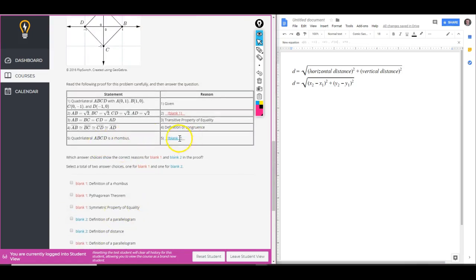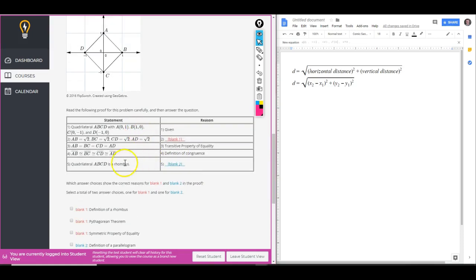All right, blank 2 is clear at the bottom. Quadrilateral ABCD is a rhombus, so that doesn't really give me a lot to go off of for the reason. So I'm going to scan up to the next statement. It says segment AB is congruent to segment BC, which is congruent to segment CD, which is congruent to segment AD. And then I'm going to ask myself, well, what does that mean? It's saying that each of these side lengths, AB, is going to be the same distance from B to C, which is the same distance from C to D, which is the same distance from D to A. So they're all the same distance.